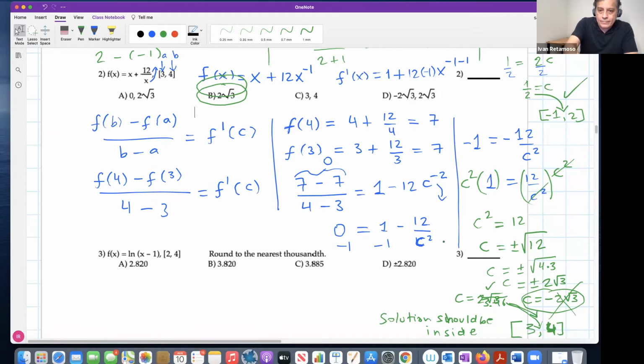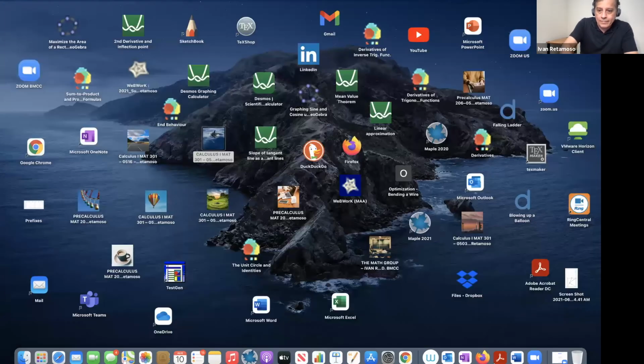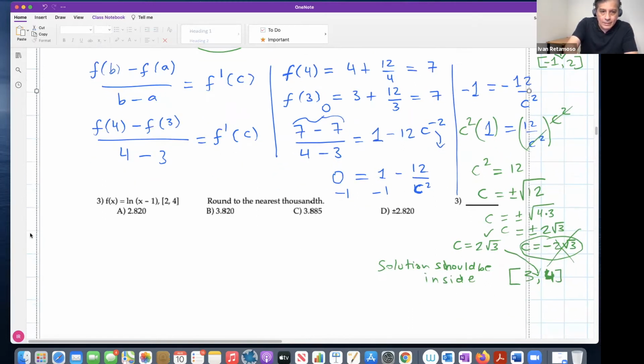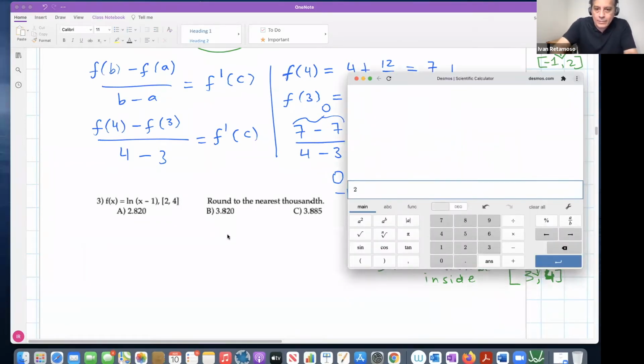So now let's talk about another exercise that you can do on your own. Yeah, we said that this was, let me write it here nicely, 2 times the square root of 3, 3.46.